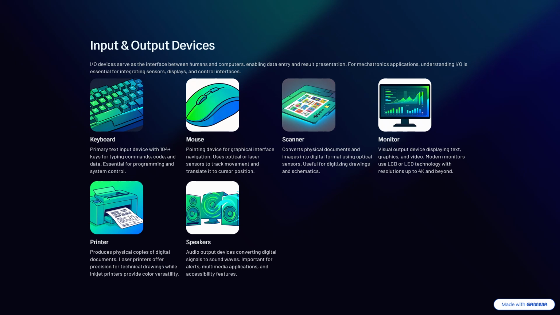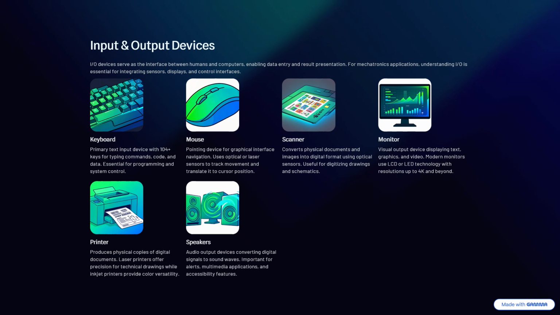After that, we will talk about the mouse, the pointing device used to navigate graphical interfaces. It uses an optical or laser sensor to track movement and translate it to your cursor position. After that, the scanner. This device converts physical documents and images into digital format using optical sensors. It is particularly useful for digitalizing drawings and schematics.